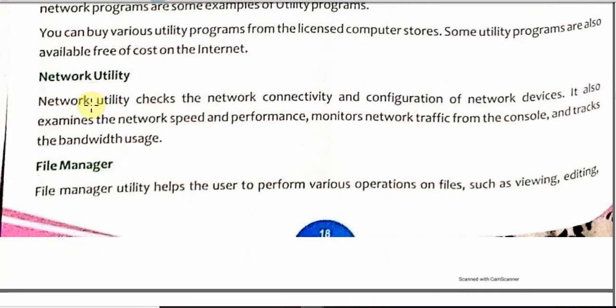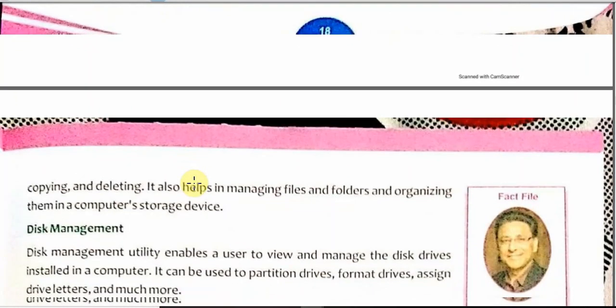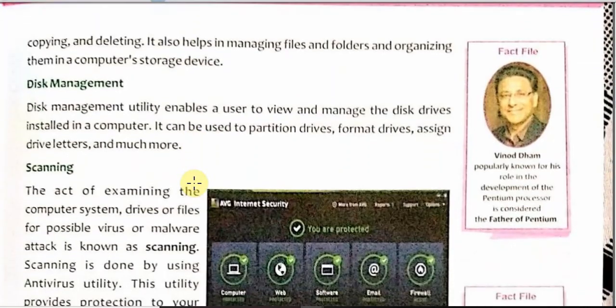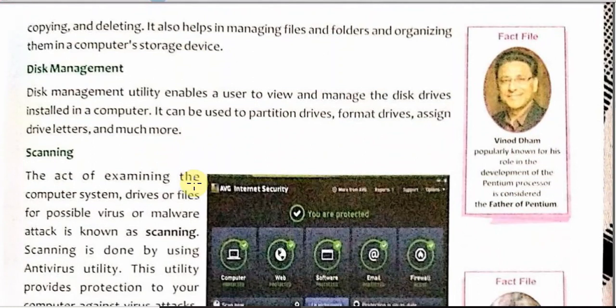Next is network utility. It checks the network connectivity and configuration of network devices. It also examines the network speed and performance, monitors network traffic from console and tracks the bandwidth usage. File Manager utility helps the user to perform various functions on file like editing or viewing the file, copying the file, deleting the file. It also helps in managing files and folders in a storage device such as hard disk or pen drive.